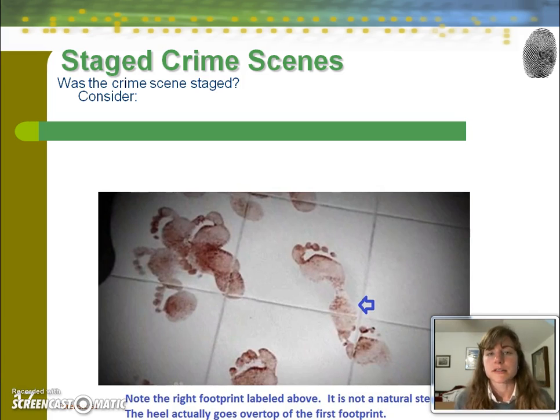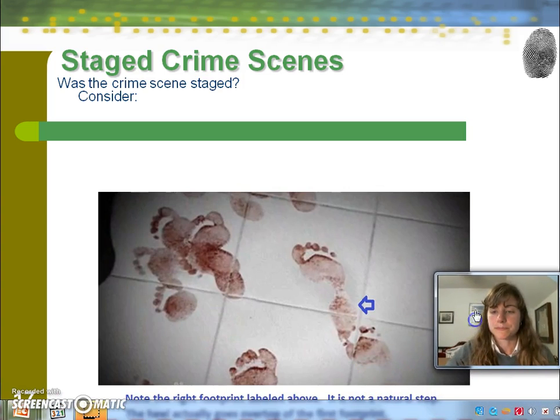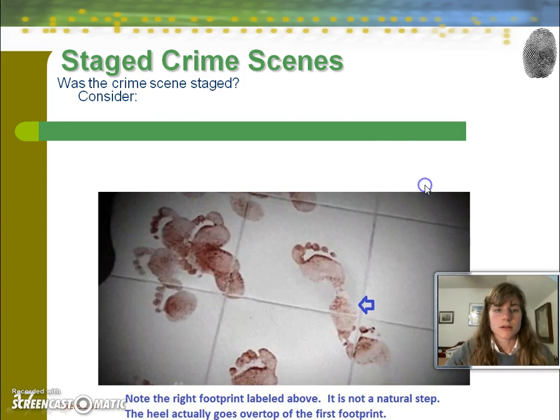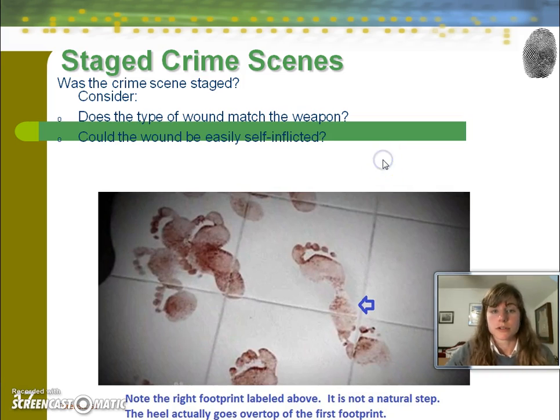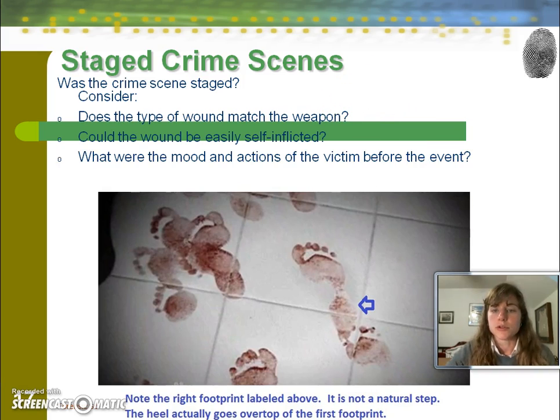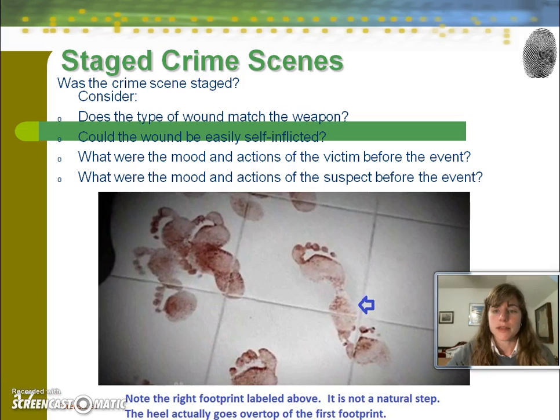There are several things to consider in determining whether the crime scene was staged. If there was a wound, does the weapon at the scene match the wound that it allegedly inflicted? Could the wound be easily self-inflicted? Also consider the mood and actions of the victim before the event and of the suspect before the event.